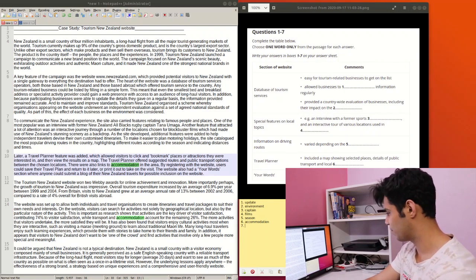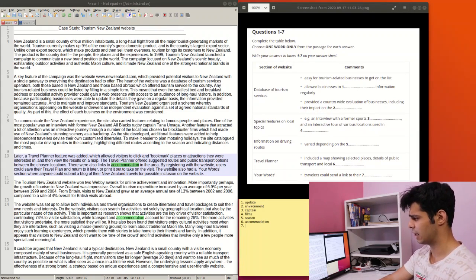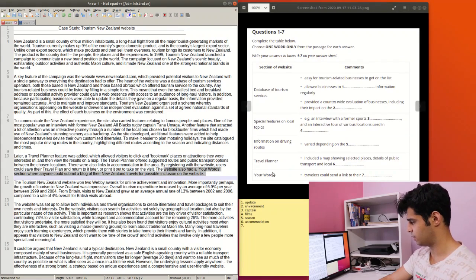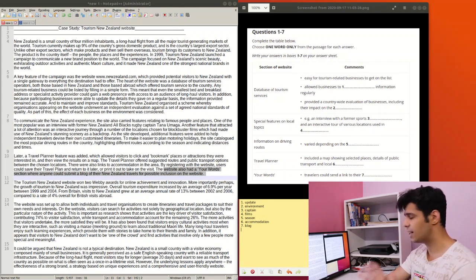Anyway, so question number 7 over here, your words. We actually just read this part as well in the same paragraph, your words section. Travelers could send a link to their blank. Well, I think they were talking about they can submit a blog. I'm not sure if we can send a link as well. The website also had a your words section where anyone could submit a blog of their New Zealand travels for possible inclusion on the website. I think they mean blog. So a link of their blog, that's what they can send, right? So that's your summary question done.